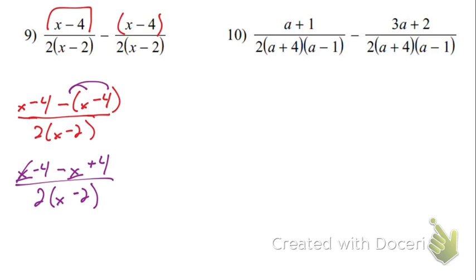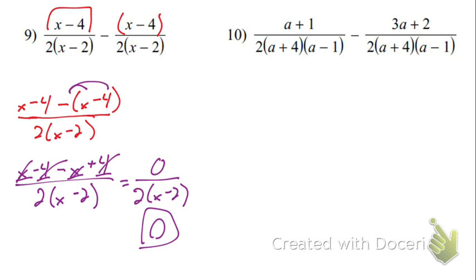X minus x is 0. They go away. Negative 4 plus 4 is 0. They go away. So I'm left with 0 over 2 times (x minus 2). So the answer is just 0. That's it. All right, no fraction, just 0.